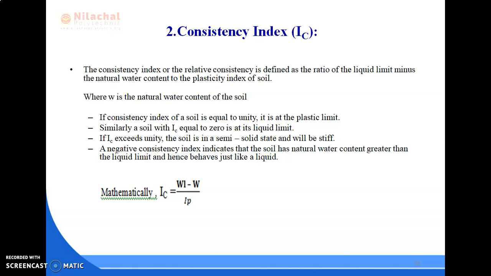If consistency index of a soil is equal to unity or 1, it is at the plastic limit. We consider it in the plastic limit state. Similarly, a soil with IC equal to 0, if the consistency index we found is 0, that means the soil is in liquid limit state. Then if IC exceeds unity or more than 1, the soil is in a semi-solid state and will be stiff. So a negative consistency index indicates that the soil has natural water content greater than the liquid limit and hence behaves just like a liquid.